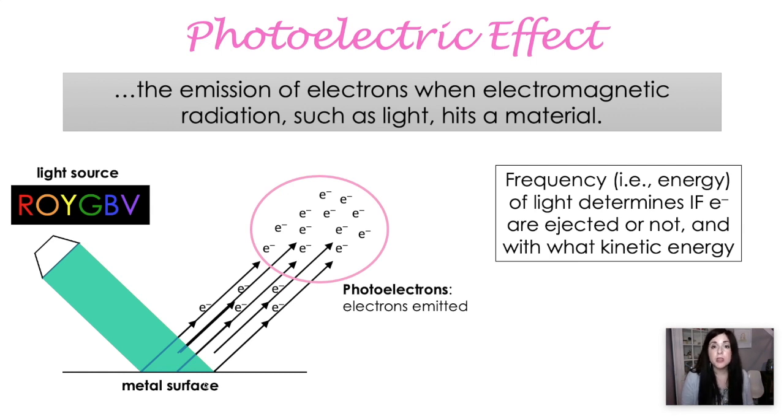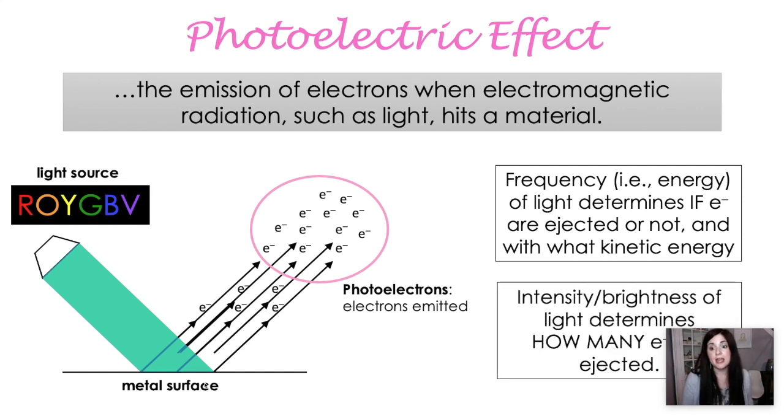So the frequency or the energy or the wavelength, because they're all connected to one another, if you remember back to Chem 1, any of those of light determines if those electrons are ejected and with what amount of energy. So of course we can measure that. And the intensity or brightness of the light that comes off of this surface tells us how many electrons. So if there's a very intense light coming from that, we know that there were a lot of electrons that were ejected.